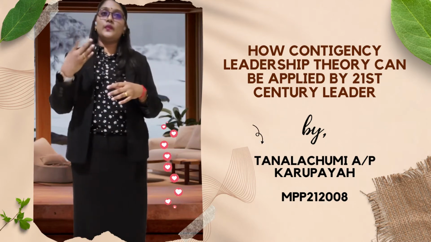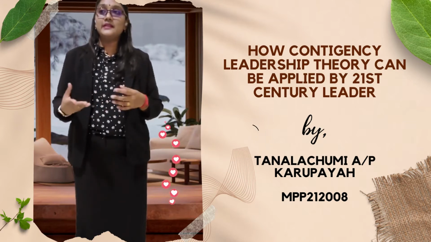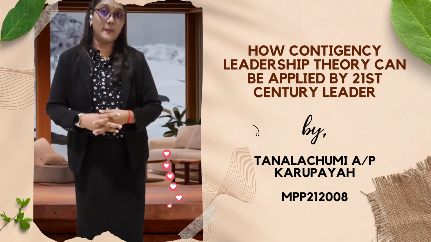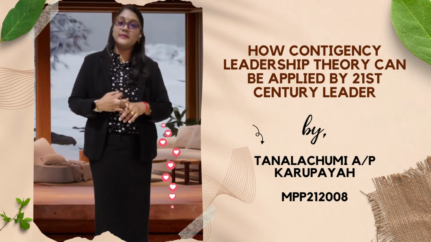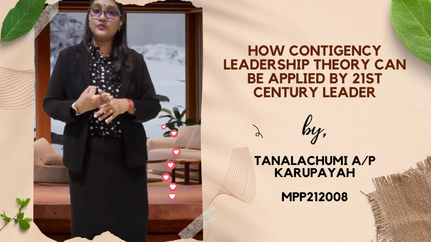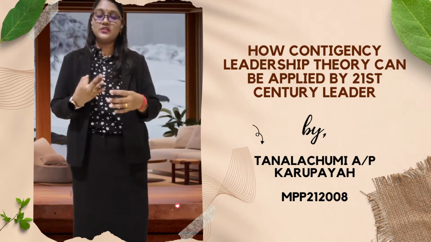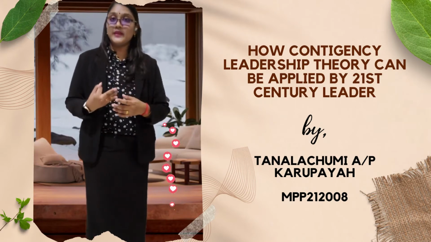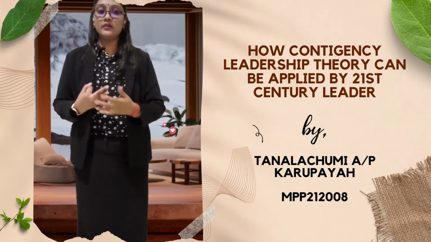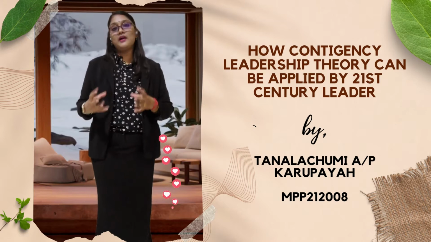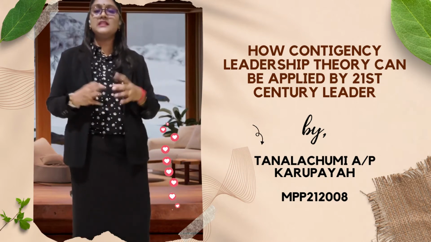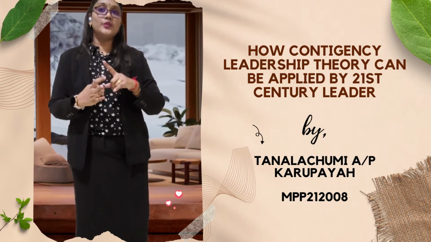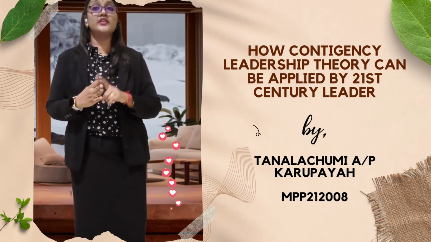So, there are other variables that a leader has to assess in order to find the most favorable situation. The three variables, according to Fiedler, that leaders have to assess are the relationship between the leader and the follower, the task structure, whether it is well defined or not, and the positional power that the leader has. These three variables decide whether his leadership style would suit the situation or not.